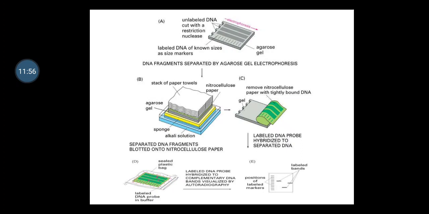In diagram C, you can see the removal of the nitrocellulose paper with the tightly bound DNA from the gel itself, and eventually the labeled probe is hybridized to the separated DNA. First, we seal the plastic bag in which the labeled DNA probe in buffer is placed. The labeled DNA probe hybridizes to complementary DNA bands and is visualized by autoradiography. In diagram E, you can see the labeled bands, which indicates that the DNA has been isolated and detected successfully. So this is the position of the different labeled markers.